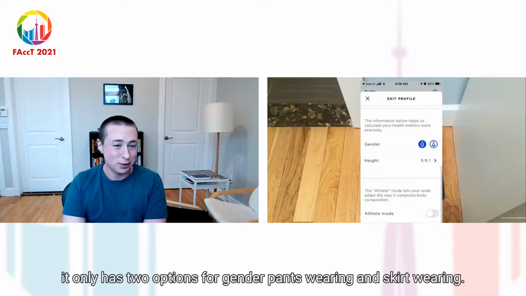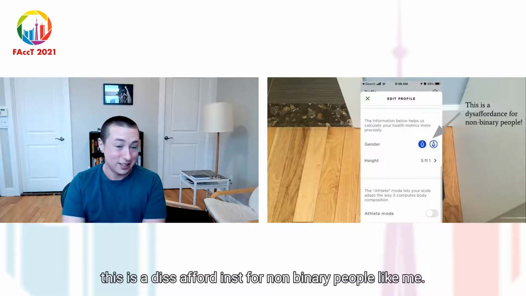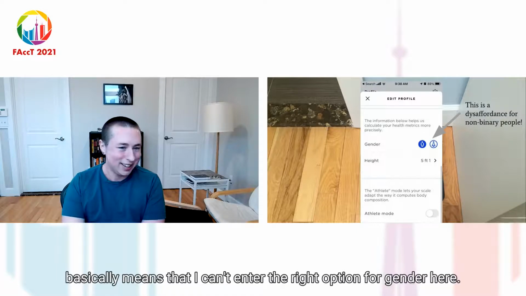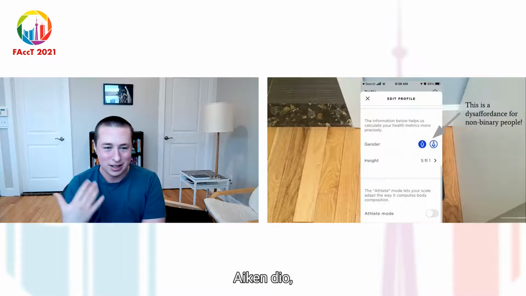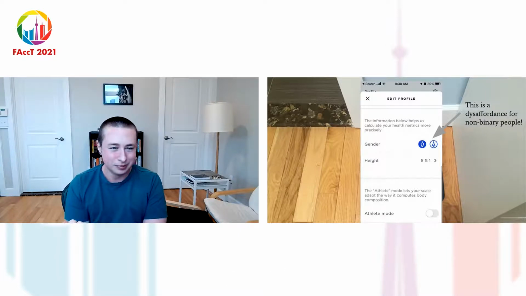It only has two options for gender, pants wearing and skirt wearing. This is a disaffordance for non-binary people like me. It basically means that I can't enter the right option for gender here. It's just not a thing I can do. The app won't let me.